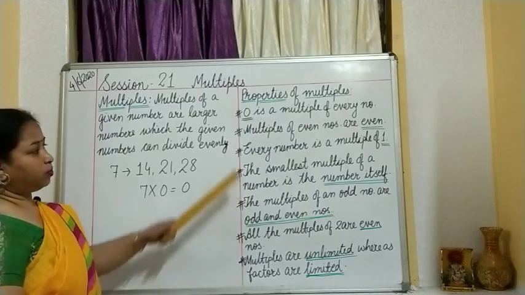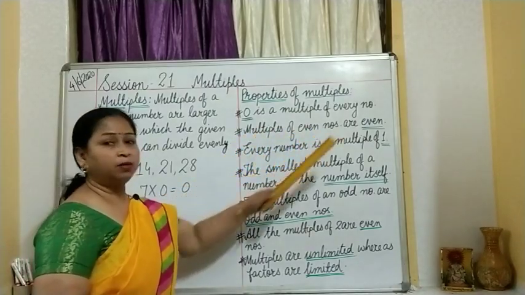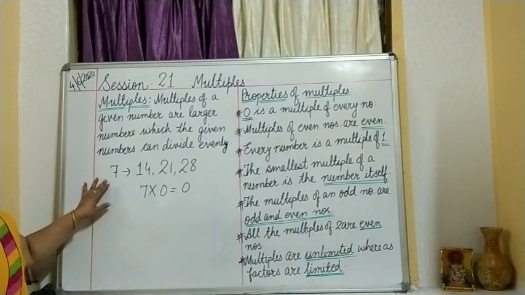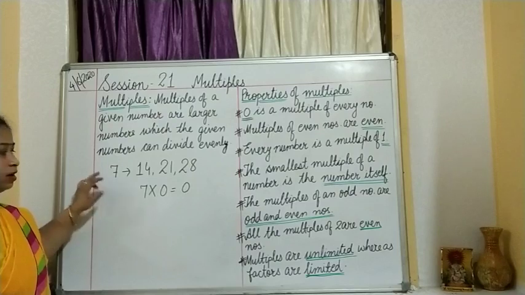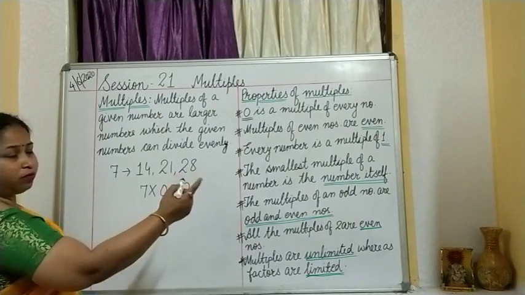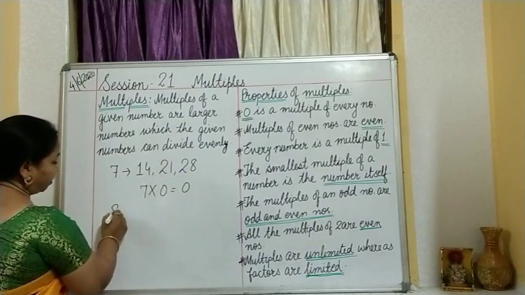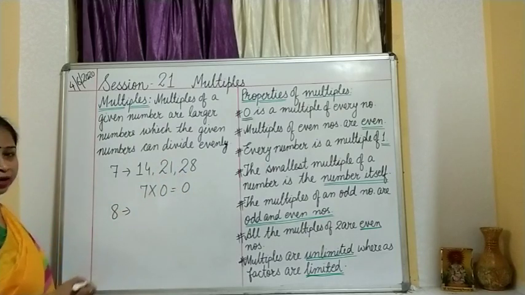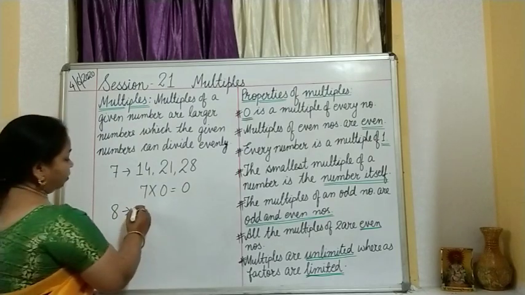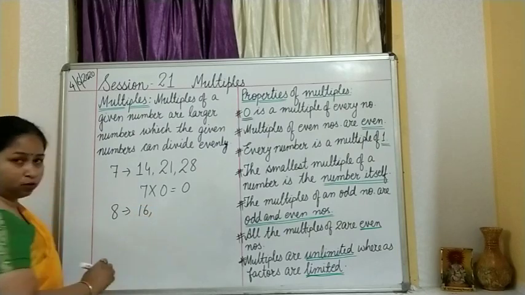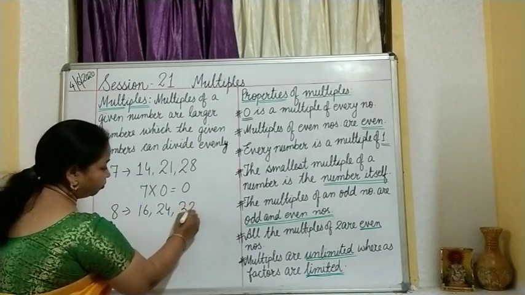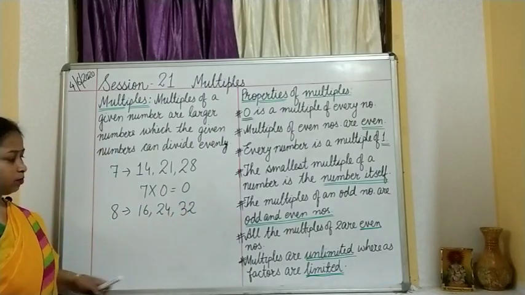Okay. Look at the second property. Multiples of even numbers are even. Is 7 an even number, odd number, prime number, what is it? It is odd as well as a prime number. Okay. So let us take an example of multiples of an even number. So I will take 8. Let us find out what are the multiples of 8. That means table of 8. 8 2s are 16, 8 3s are 24, 8 4s are 32. So just 3 examples I have taken.